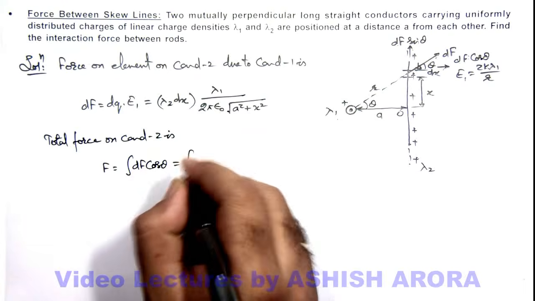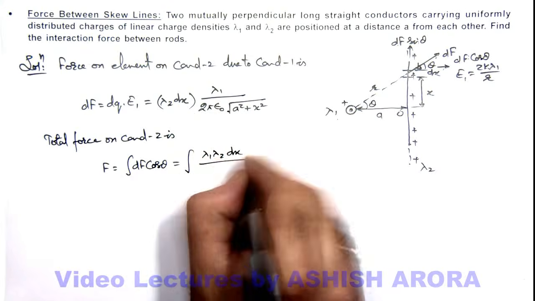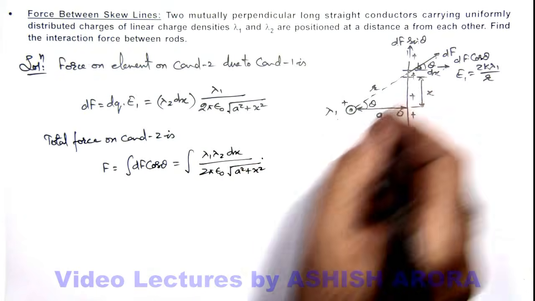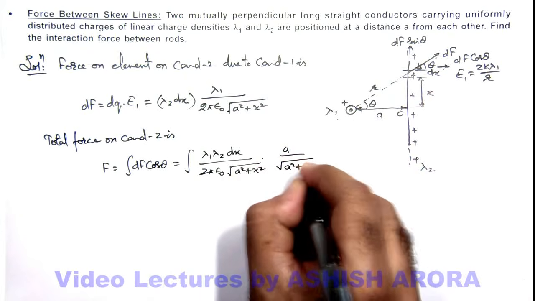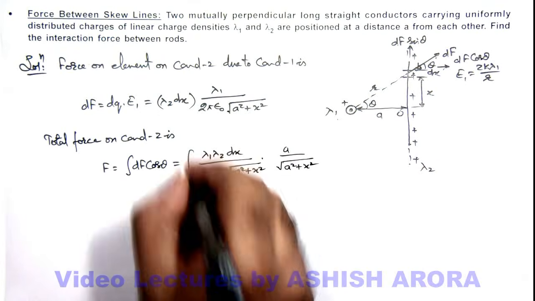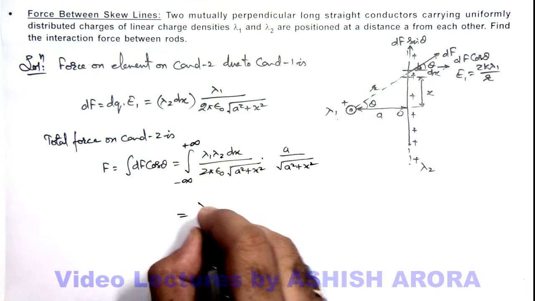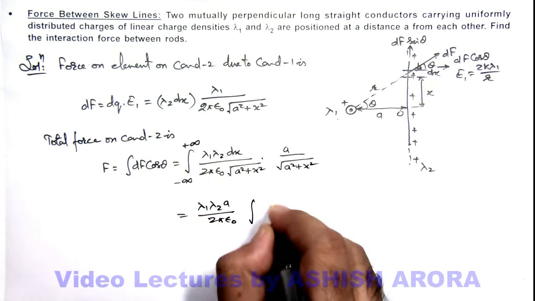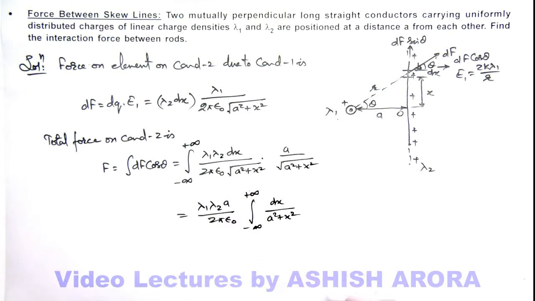If we substitute the values, the value of dF will be lambda1 lambda2 dx by 2 pi epsilon naught root of a square plus x square, and in this triangle we can substitute the value of cos theta as a by root of a square plus x square. As the conductor is long, we'll integrate within limits from minus infinity to plus infinity. Constants we can take out of the sign of integration, which are lambda1 lambda2 a by 2 pi epsilon naught. This is the integration of dx by a square plus x square from minus infinity to plus infinity.